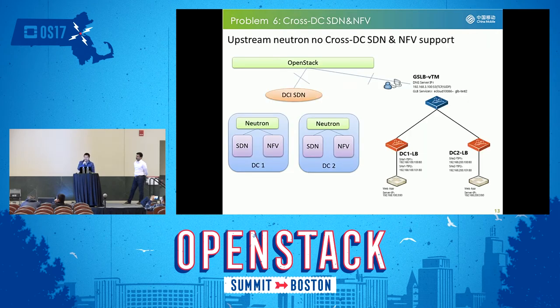The problem six, upstream Neutron doesn't support multiple DC, SDN, and NFV operation. For example, the upstream Neutron API can't support spawning two load balancer instances at the same time in two different data centers.